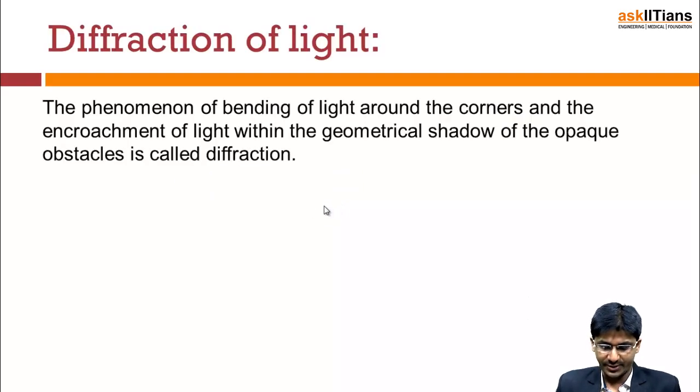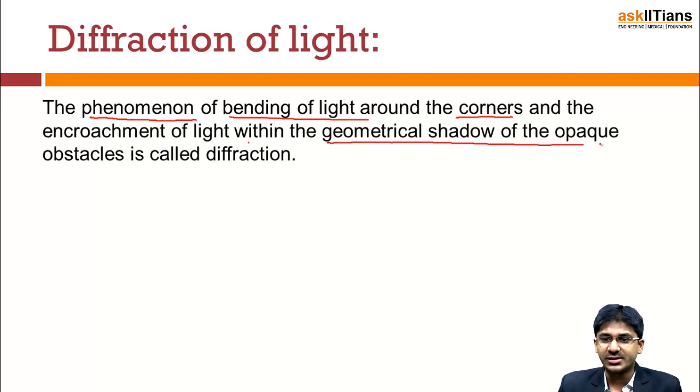Now, what is diffraction? Diffraction is the phenomenon of bending of light around the corners and the encroachment of light within the geometrical shadow of opaque obstacles. It is called diffraction. Now, you may have observed this.